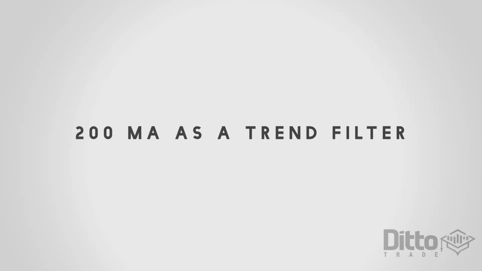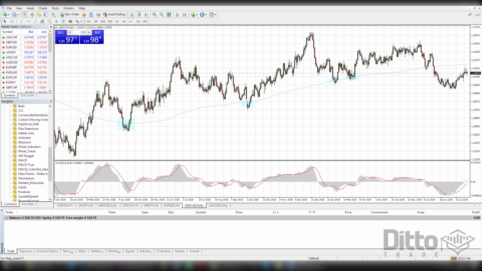Next, we look at using the 200-day moving average as a trend filter. We can use the 200-day moving average as a trend filter by looking at the market in relation to it. We can use it to trade only in the direction of the long-term trend and use our analysis to find potential entries. As we see here, the market is trading above the 200-day moving average for a prolonged period of time. We know this means the market is trending upwards and therefore traders should be looking for buying opportunities in the market.